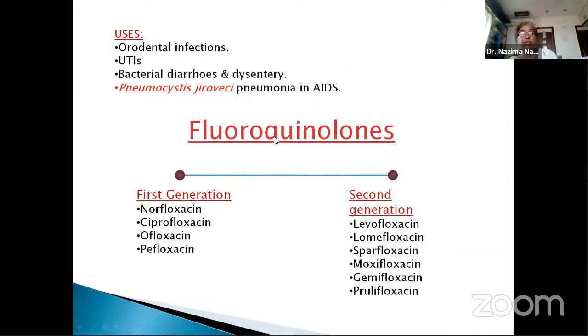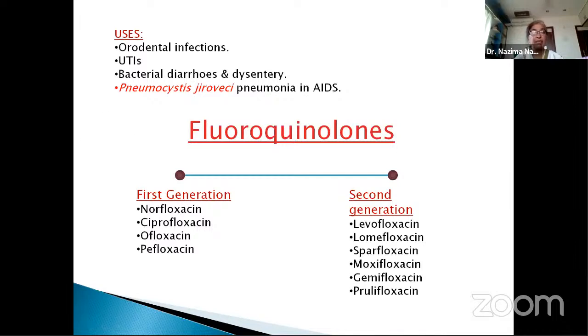Now coming to the uses of cotrimoxazole. These drugs are used in orodental infections. Apart from orodental infections, these drugs are used in urinary tract infections, bacterial diarrheas and dysenteries, and in AIDS patients to treat pneumonia by Pneumocystis jirovecii. So these are the uses of cotrimoxazole. But the use of this drug has declined because of resistance.